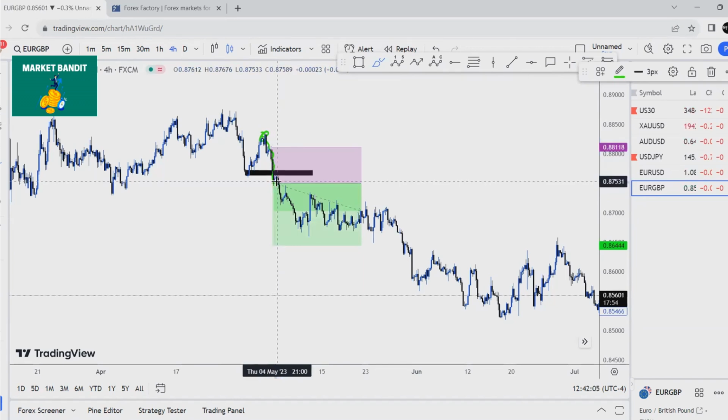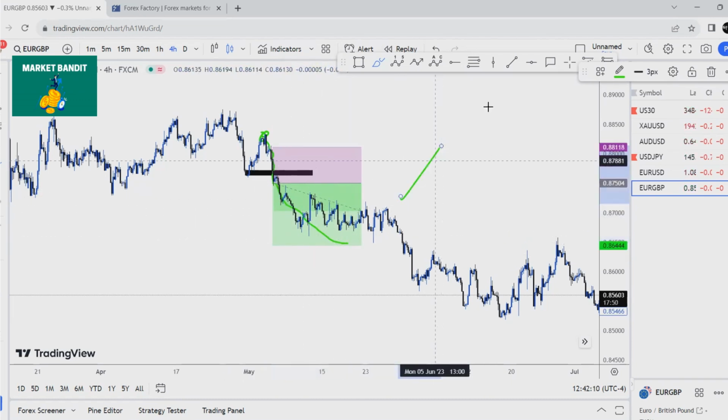Right? And if price decides to continue going your direction, as this did, then you make profit. That is a sell stop, right? That is a sell stop.